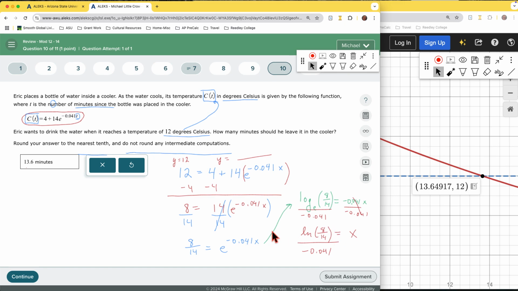Again, if you wanted to take the natural log of both sides, because that's how maybe you've been taught to do it, you would have diverged here a little bit. We would have taken natural log of 8/14 equals natural log of e to the minus 0.041x. This is the third way of doing it. The exponents come down, right? And natural log of e is 1. So you end up with natural log of 8/14.